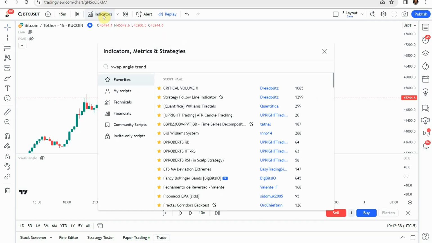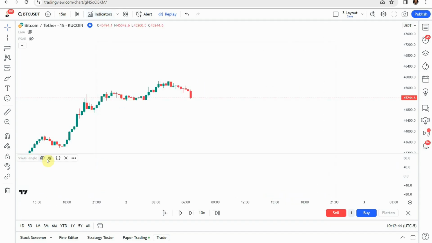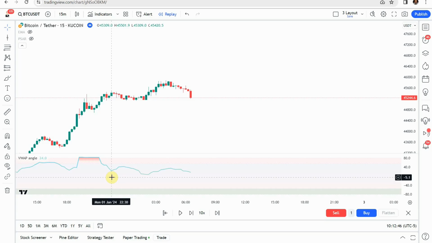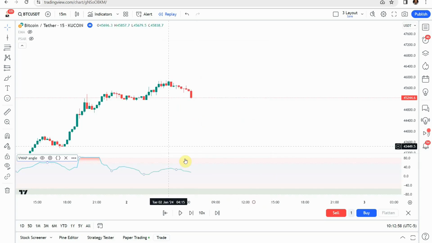The first indicator you'll add to the screen is going to be the VWAP Angle Trend Indicator, this one right here, and it'll look similar to this. In the settings, you'll only make one modification, or I guess two modifications. You'll change the low band and the high band to 55, and you'll hit OK.